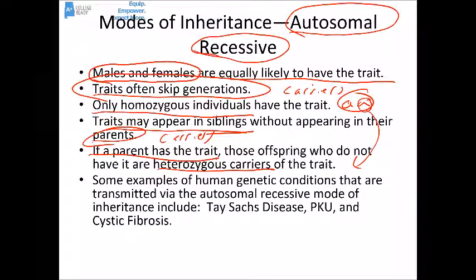Now, there's several human genetic disorders that are inherited this way. Tay-Sachs and PKU, pretty common, and also cystic fibrosis, a neurological syndrome.